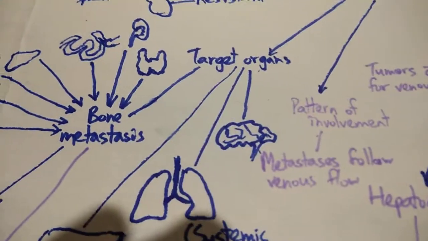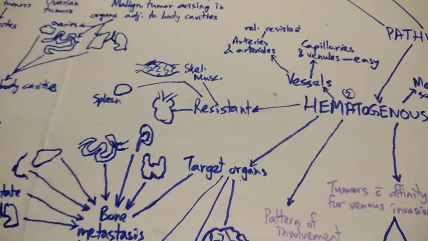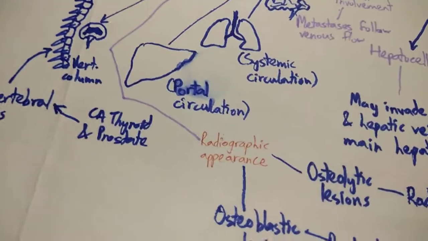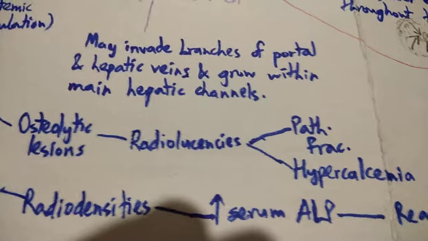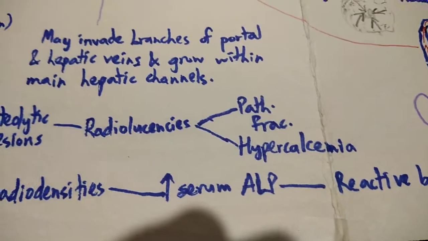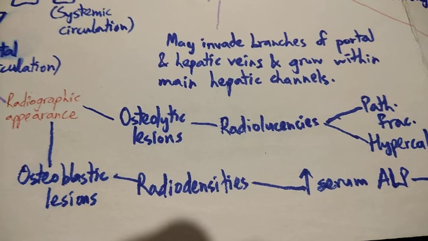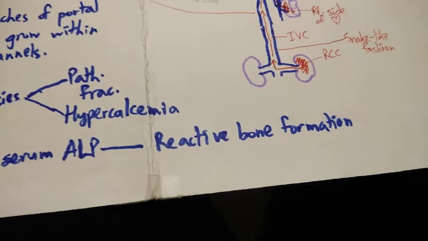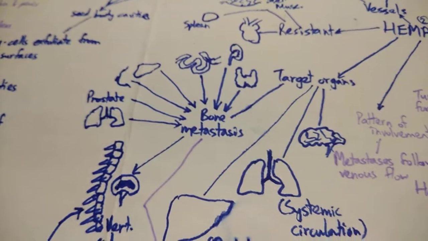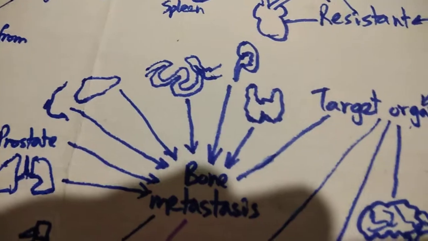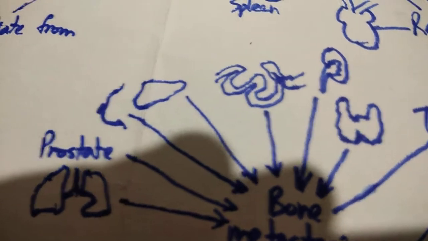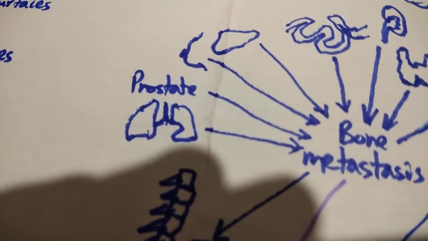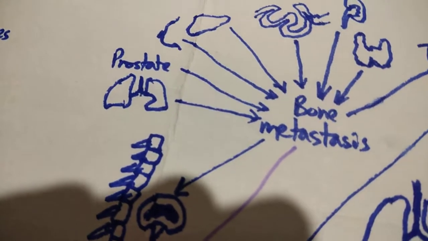Now, there's also bone metastasis. On radiographic appearance, you find osteolytic lesions, which are seen as radiolucencies. They commonly appear as pathological fractures or hypercalcemia. And there are osteoblastic lesions, where there are radiodensities, so it appears more dense. This is often because of increased serum alkaline phosphatase, with reactive bone formation. Target organs which often metastasize to the bone include the thyroid gland, kidney, intestine, liver, breast, prostate, and lungs.